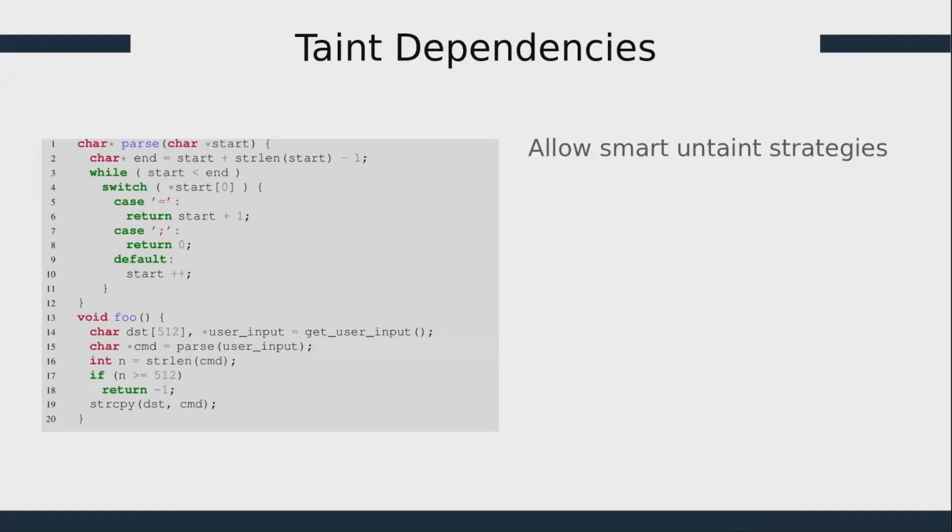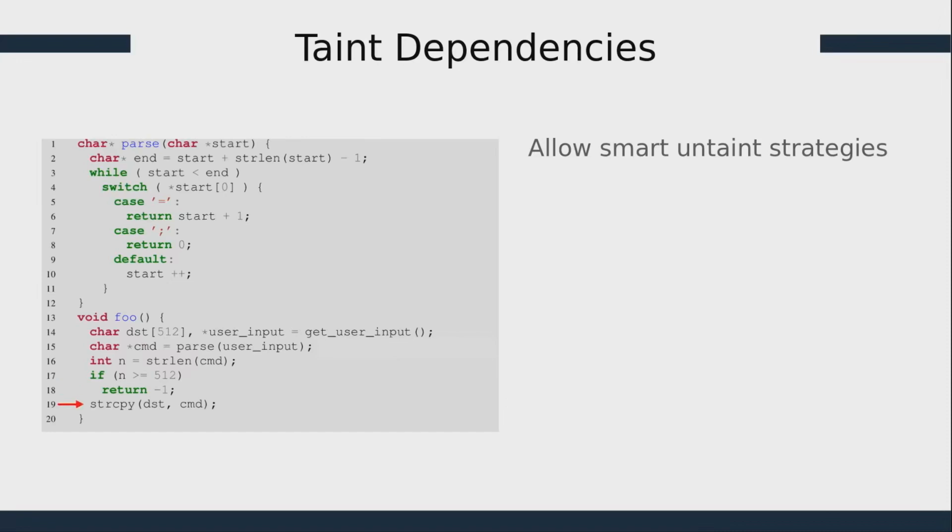Taint dependencies allow smart untaint strategies. Let's see the example again. We know that user input here is tainted, is then parsed, and then we see that its length is checked and stored in a variable n. Its size is checked, and if it's higher than 512 bytes, the function returns. Otherwise, it copies the data.